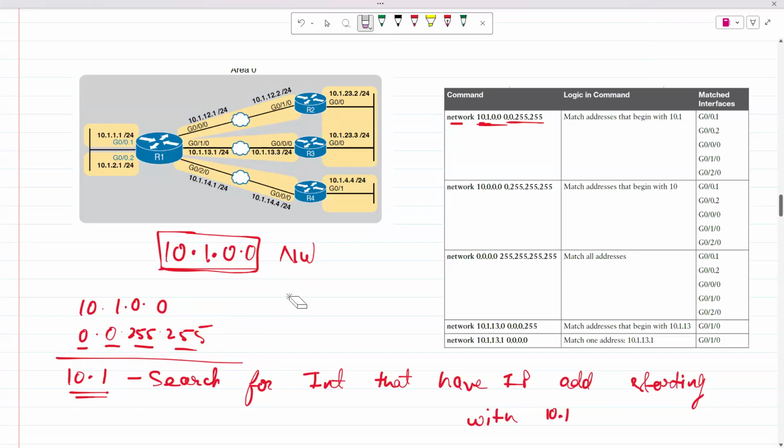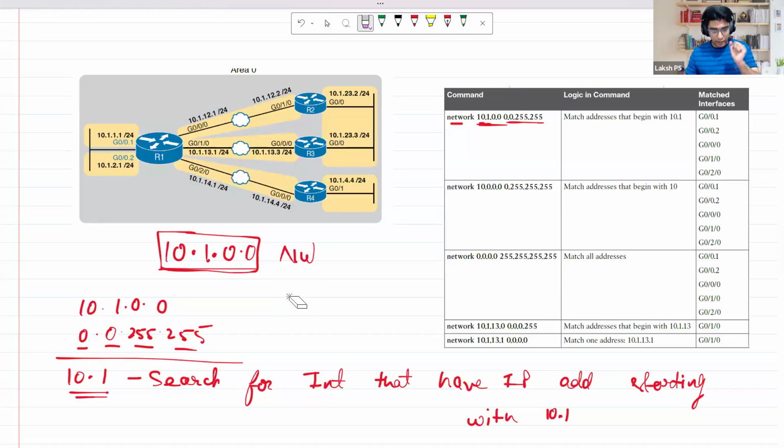So over here, OSPF does not care about your address mask, whether it is class A, class B or class C. Based on the wildcard mask that we have configured, it looks for those octets in the IP address, and if it matches, it will send OSPF messages out of those interfaces.